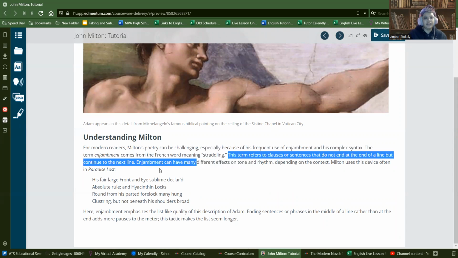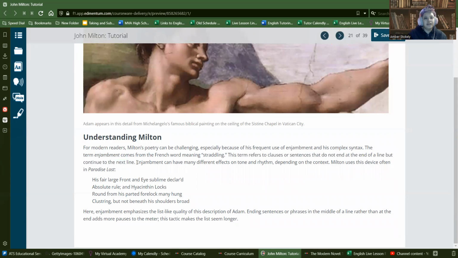and it refers to clauses or sentences that don't end at the end of a line, but continue to the next line. So basically, whenever you're reading a poem and you notice that a sentence isn't all in one line, it's cut off and it continues on to the next line, that's what enjambment is. That's basically what they said here in fancier language. So if you have a sentence that goes to a certain point in a line and then stops and continues on the next line, instead of all being on the same line, it's enjambment. Now, the important thing for this is that this is how it works for poetry.